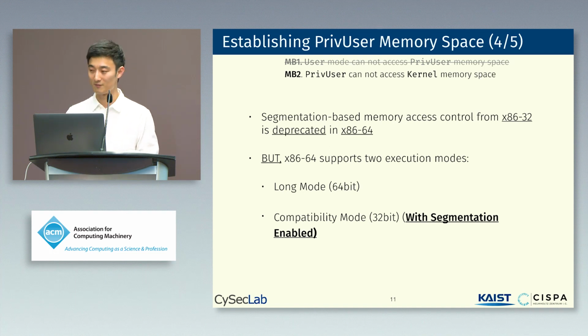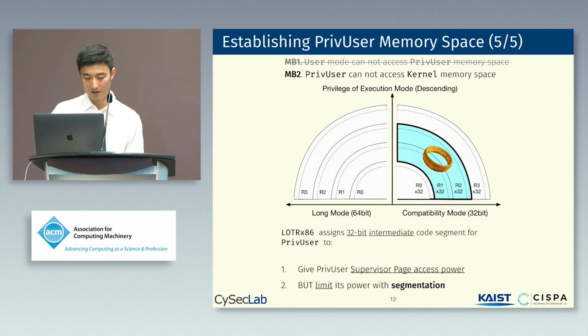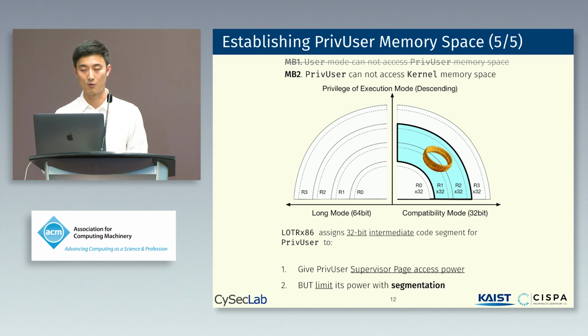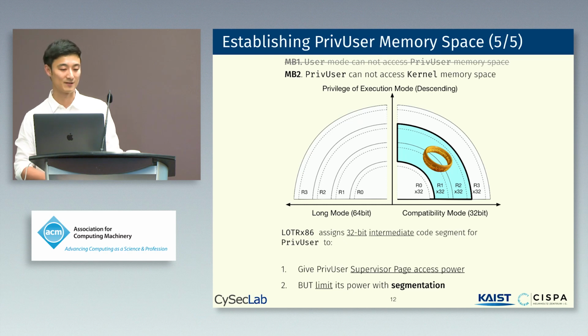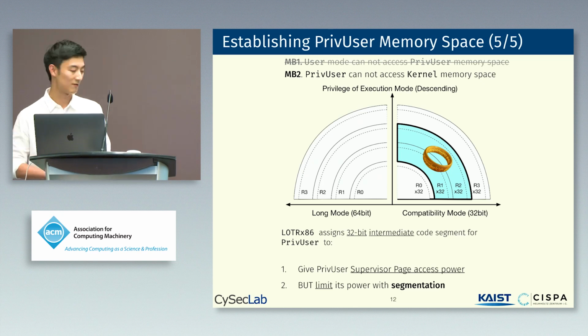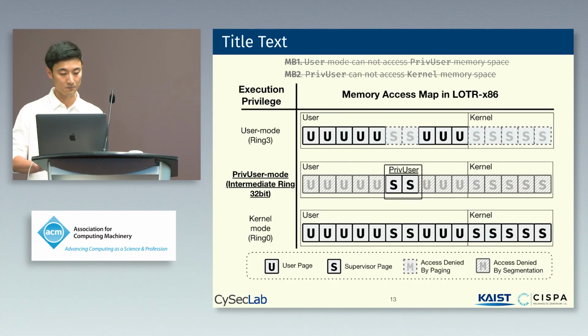So one thing that caught our attention was that this 32-bit mode can be used to temporarily revive the forever lost segmentation feature. So our solution for limiting the power of PrivUser mode was to enforce segmentation by making it a 32-bit code segment. 32-bit intermediate code segments are quite unique in that they bear the power of the intermediate rings, but they can be harnessed by enforcing segmentation to limit accessible address range. So this means that we can combine the paging-based access control with segmentation even on 64-bit operating systems.